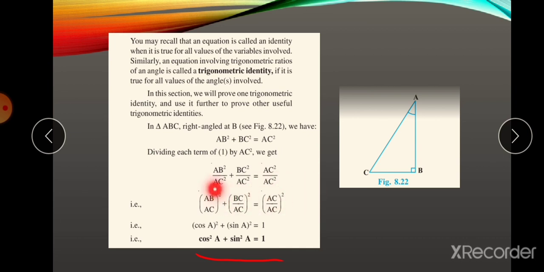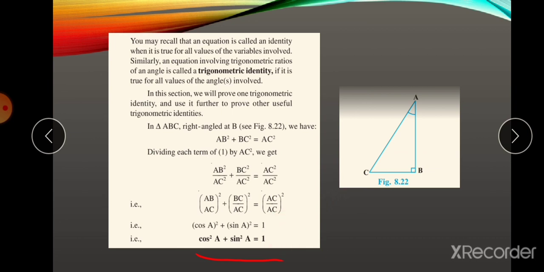So what is AB by AC? AB square by AC square, we can write as AB by AC whole square. From the angle A, AB by AC is nothing but adjacent by hypotenuse, which is cos A, so cos A whole square is cos square A. In the same way, BC by AC is opposite by hypotenuse, which is sin A. Sin A whole square means sin square A. So this is a very interesting identity. When you add sin square A plus cos square A, it will be equal to 1.